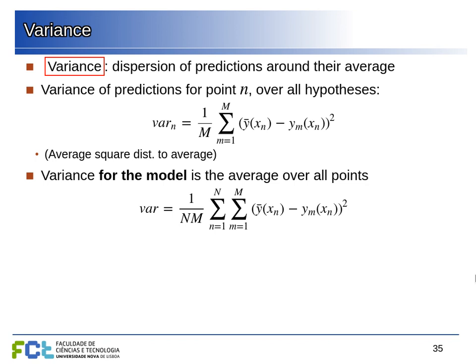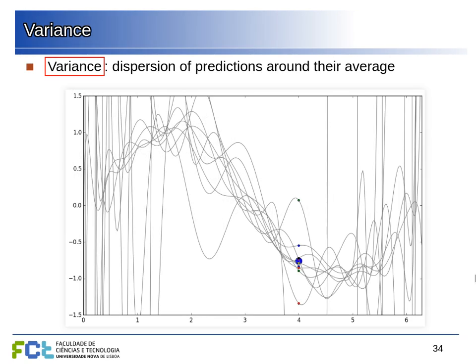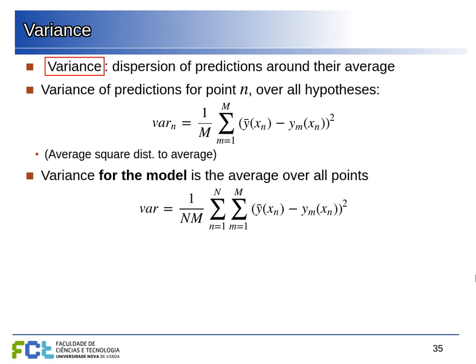Note that variance is not about the relation to a target value, it's just about the dispersion of the predictions. So we are measuring the distance between the average prediction and each individual prediction. The average of these quadratic differences to the average point will be the variance for one point. The variance for the model, again, is not an attribute of any specific hypothesis, it's a statistical property of the model, and will be the average of the variances of all the points.